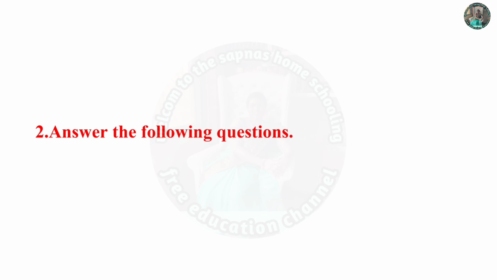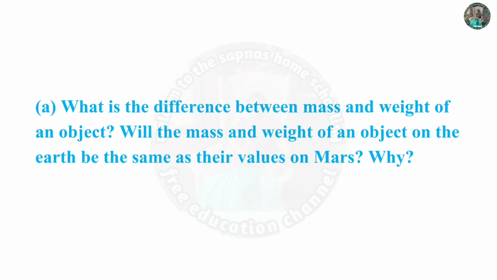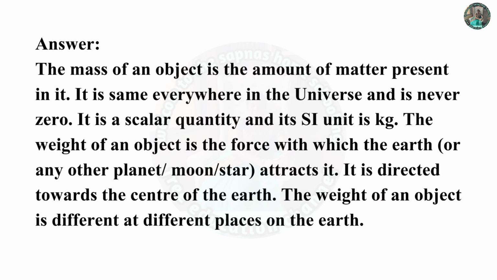Second question, answer the following questions. A. What is the difference between mass and weight of an object? Will the mass and weight of an object on the earth be the same as the value on Mars, and why? Answer. The mass of an object is the amount of matter present in it. It is same everywhere in the universe and is never zero. It is a scalar quantity and its SI unit is kg.